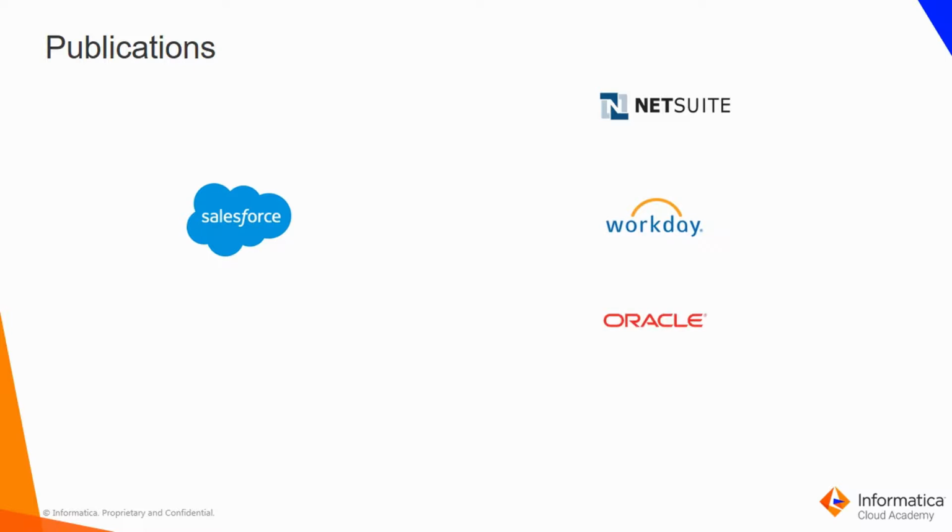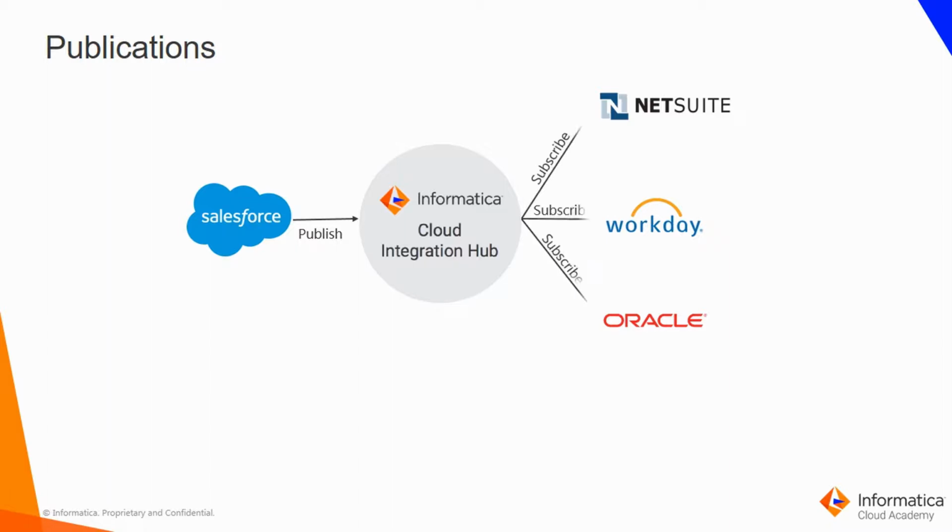Consider you want to synchronize your accounts data from Salesforce to multiple applications like NetSuite, Workday, and Oracle. Instead of performing point-to-point integration, you choose to use Informatica Cloud Integration Hub. To do so, first you publish data from Salesforce to a topic in Informatica Cloud Integration Hub, and then all the applications subscribe the data from the topic. The entity that defines how applications such as Salesforce will publish data to Informatica Cloud Integration Hub, including the type, format, and schedule of data, is called a publication.